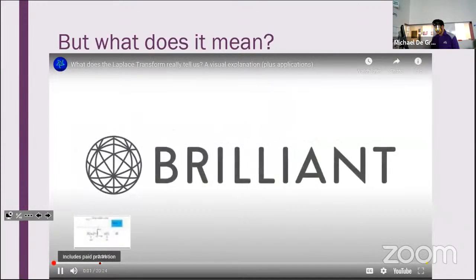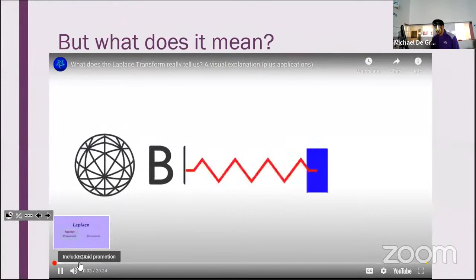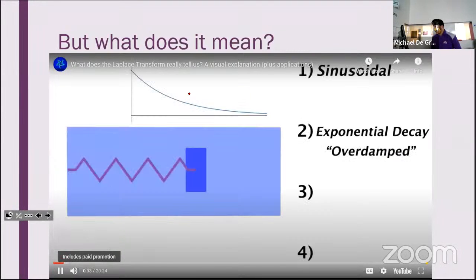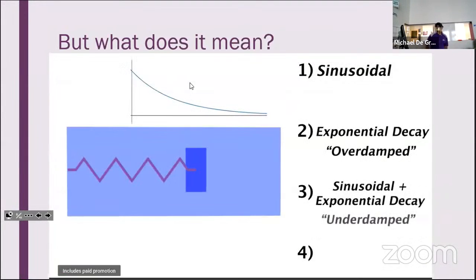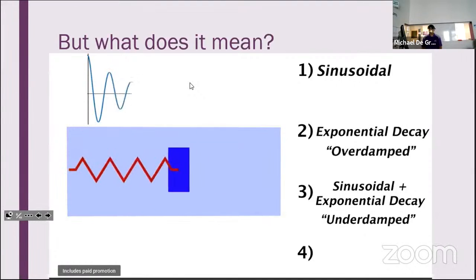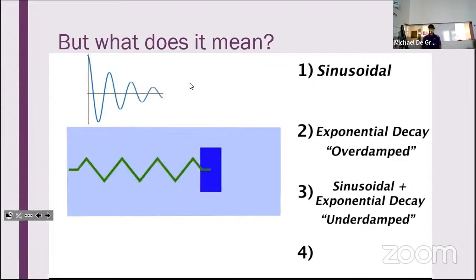This video was sponsored by Brilliant. Here we have a mass on a spring. If I pull it back and release, 3 is a combination of the first 2, which happens when the damping isn't as strong or the spring itself is stronger. In this case, the spring will oscillate but still decay in the process until it eventually settles.